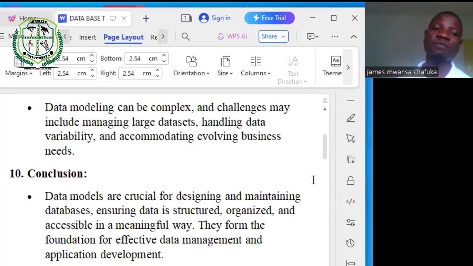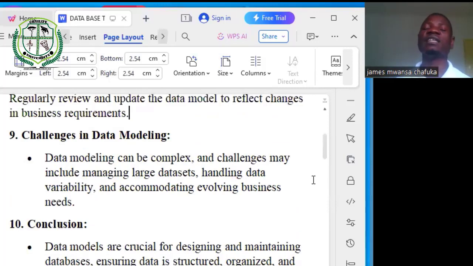Very important. And then apart from that, in conclusion, we are saying that data models are crucial for designing and maintaining databases, ensuring data is structured, organized, and accessible in a meaningful way. And the other point is that they form the foundation for effective data management and application development. So this is just part of data modeling, which is very much important in database management systems.